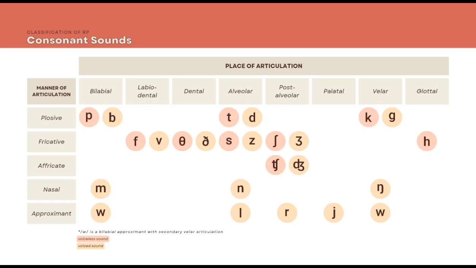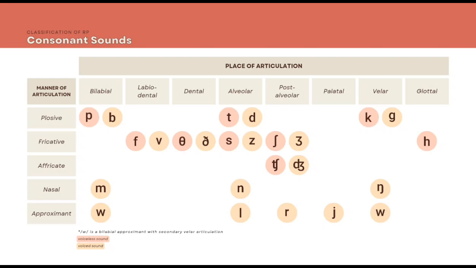And when we're talking about place of articulation, we are talking about the organs of speech that are involved in pronouncing these speech sounds, the organs of speech that come together to produce a particular sound. Under that, we have the bilabials, the labiodentals, the dentals, the alveolars, the post-alveolars, the palatals, the velars, and the glottals. So these are the categories of consonant sounds based on their places of articulation.